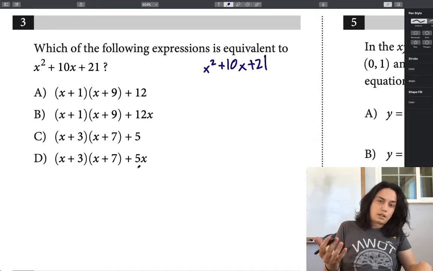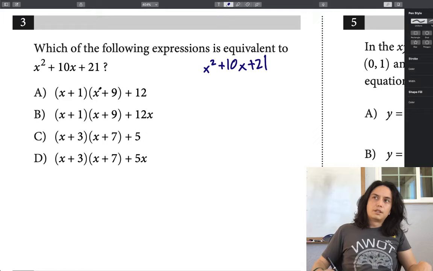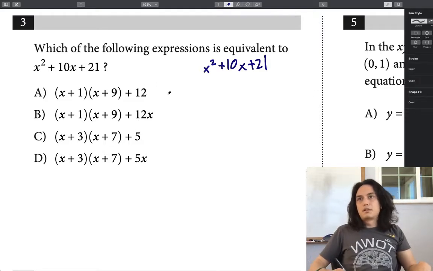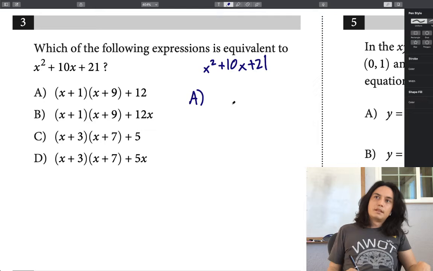So let's check answer choice A and see what it does. I guess really what we should just do is expand these and see if it fits. Maybe we could be a little smarter, but let's just expand this one. We're going to look at A. Here's A. x plus 1, x plus 9, plus 12.